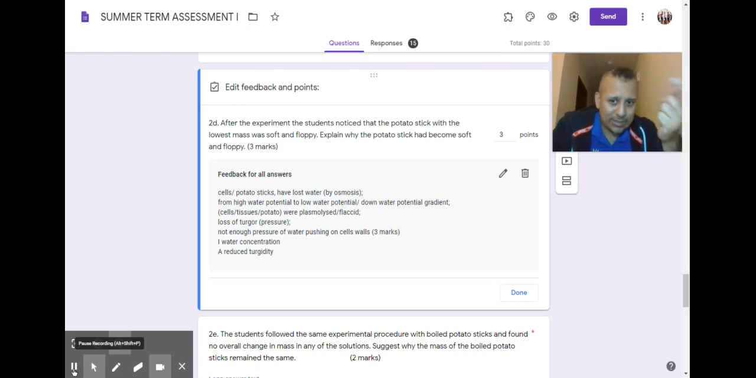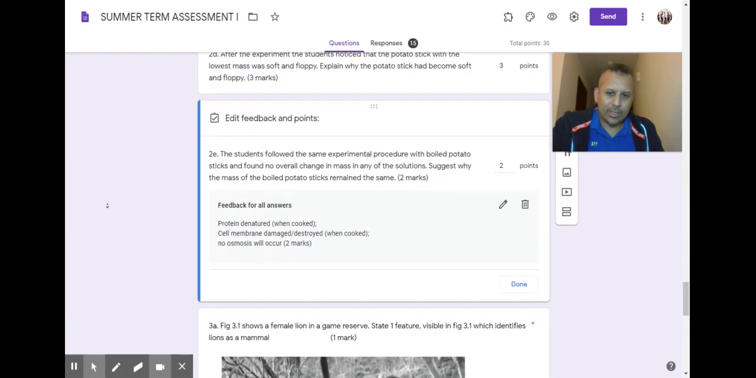You can then say, as a result of this, the impact on the cells was that the cells were plasmolyzed, became flaccid. The pressure inside decreased, and there was not enough pressure of that water pushing on the insides of the cell walls, and there was a reduction of turgidity, and that's the reason why the cells became floppy, and the potato stick overall became soft and floppy too. So point, evidence, explanation, really useful here.